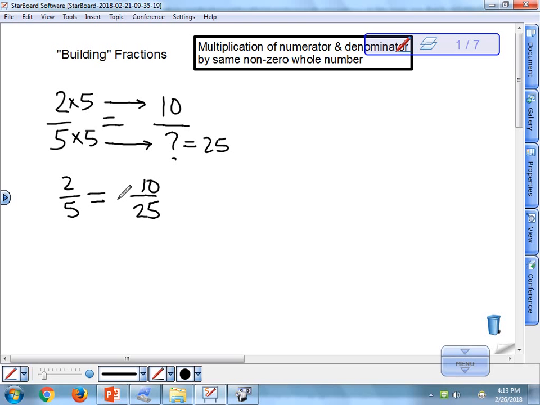So that one was fairly easy to see because we could very quickly determine that 5 is the multiplying factor that would transform 2/5 into 10 25ths. What about when it's not quite so easy to see what the multiplying factor might be? So let's take a look at another example here.